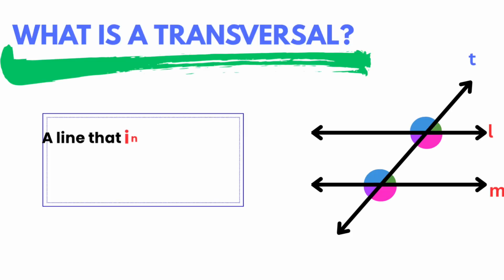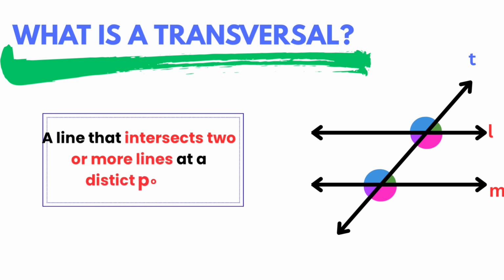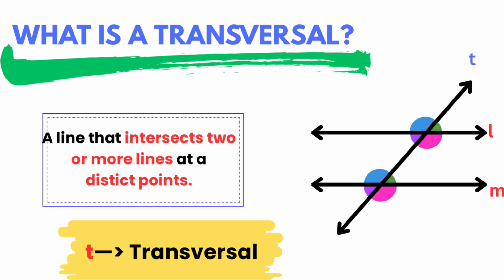Formally, a transversal is a line that intersects two or more lines at a distinct point. In our diagram, line T intersects lines L and M at two different points. Therefore, T is the transversal.